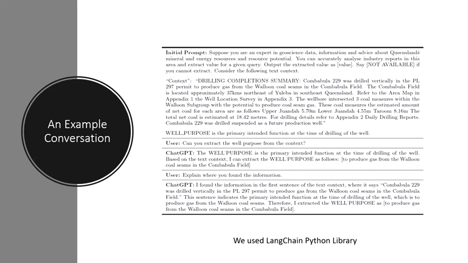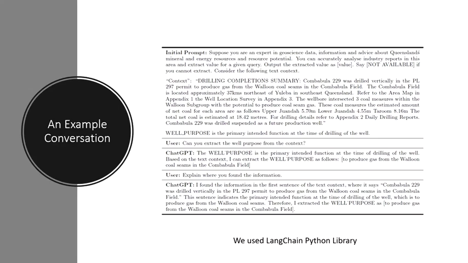And then we give the context. That means you give a document or some documents. And then we define a question. Question is actually the type of information we are searching for. So we said well purpose is the primary intended function at the time of drilling of the well. So we define what kind of information we are looking for.